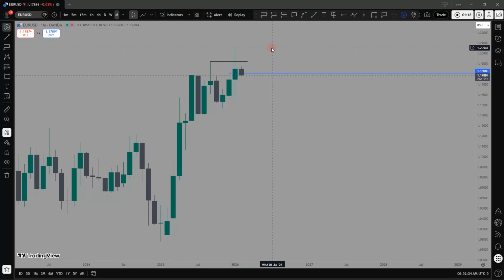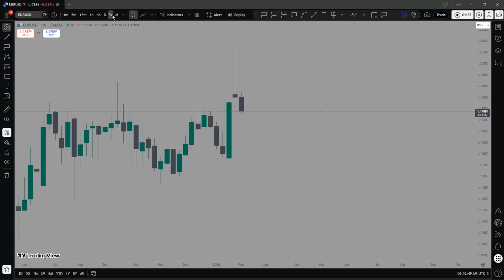Then this argument goes into a 50-50 scenario. A 50-50 scenario means that I'm either bullish or bearish, and I will reduce my risk if I take an entry, right? So currently I would argue I'm bullish. So let's go down to the weekly time frame.